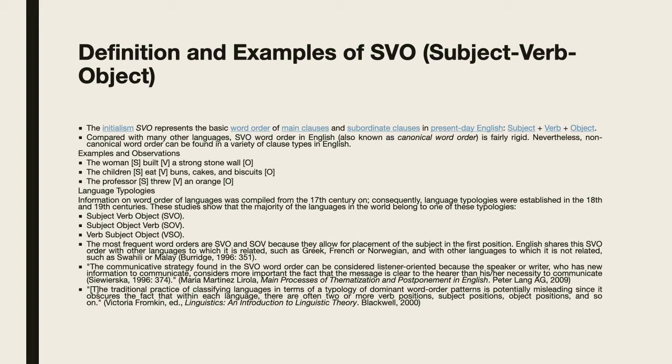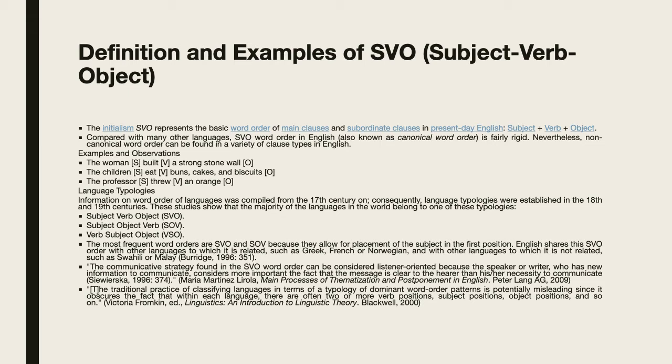Examples and observations. The woman built a strong stone wall. Over here, woman is the subject, built is the verb, a strong stone wall is the object. Next is, the children eat buns, cakes, and biscuits. So, the children is the subject, eat is the verb, buns, cakes, and biscuits are the object. The professor threw an orange. So, the professor is the subject, threw is the verb, and orange is the object.